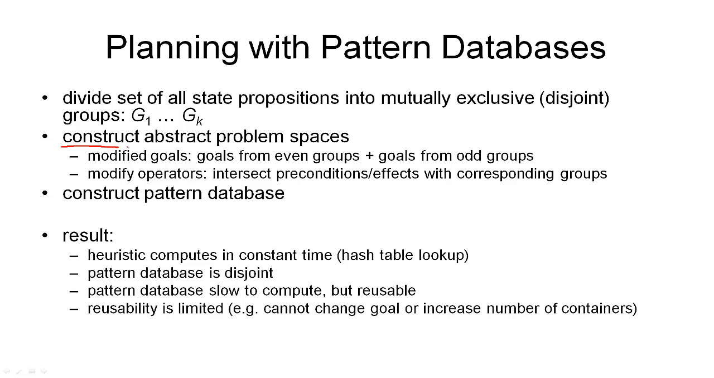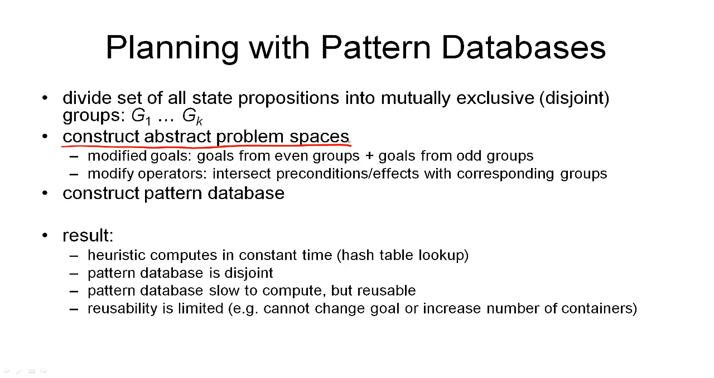We need to construct abstract problem spaces. For the 8 puzzle, we've abstracted away the names of some tiles. And for generic planning problems, we're going to do something similar. We're going to drop some of the detail from the problem description to create a more abstract problem. Then we're going to solve this more abstract problem, and the solution length for the more abstract problem is a heuristic for our original problem. So the most important question then is, how do we create this more abstract problem?